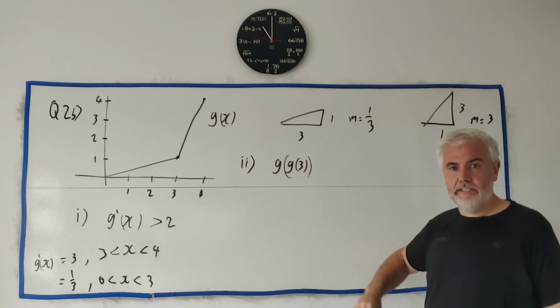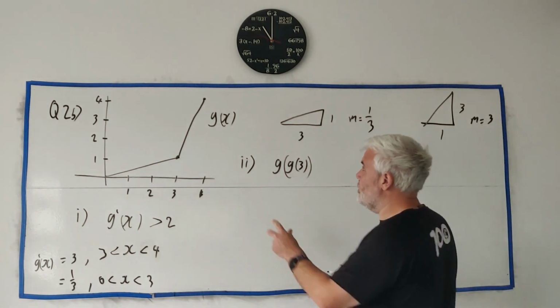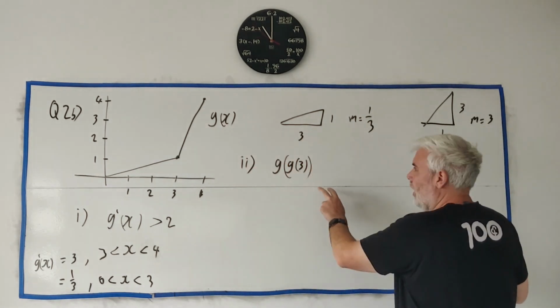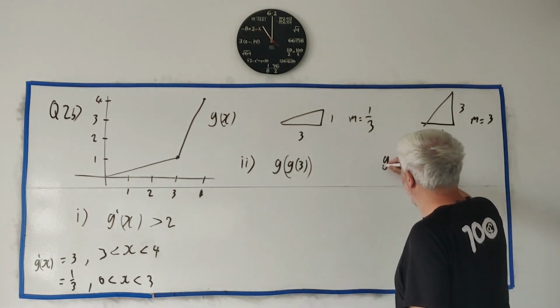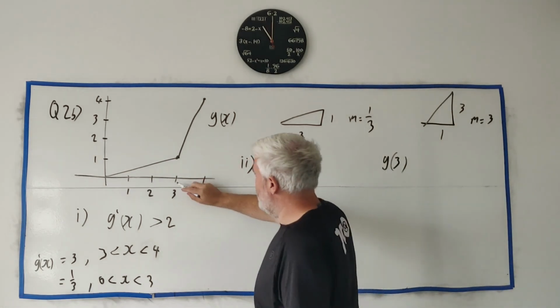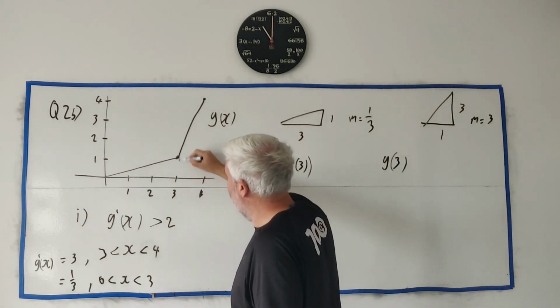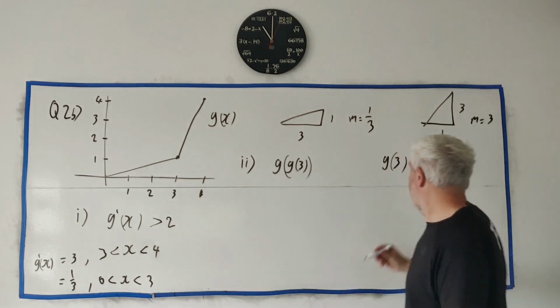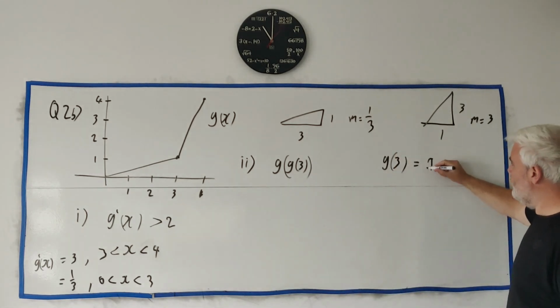I don't know what this is, but something I do understand is g of x. I know what g of 3 is equal to. I can just look at this picture and go, there's 3. If I put 3 in, I get 1 out. g of 3 is equal to 1.